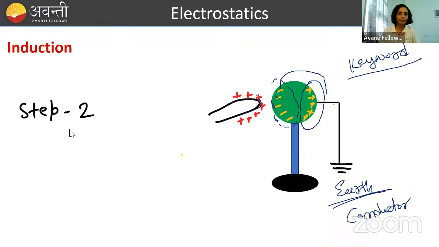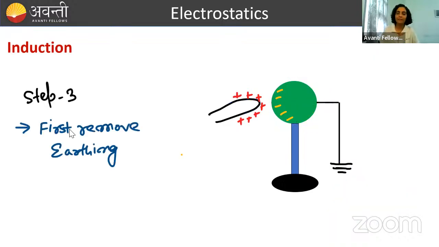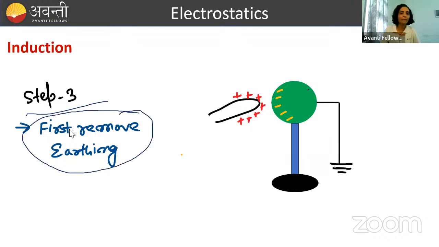So how will it look after earthing? Yeah. This charge layer is gone. This charge layer is gone. Now what do you have to do? Step 3. First remove the earthing.